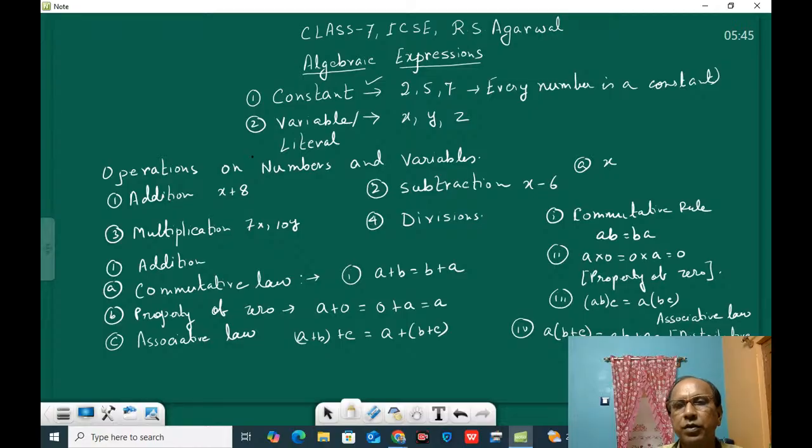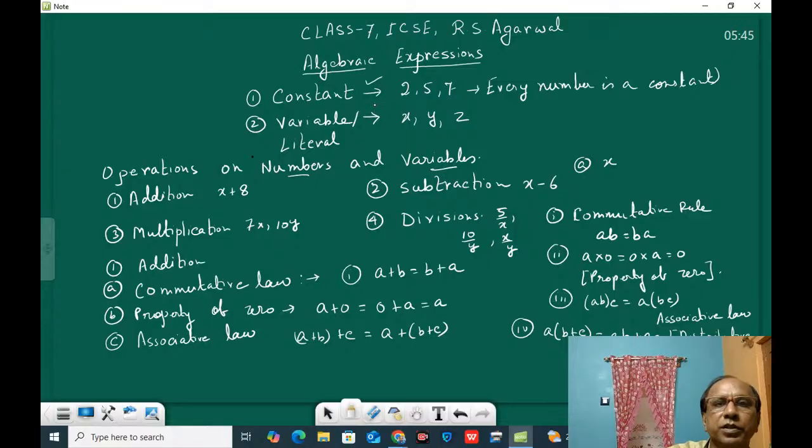Right? In this way, you can find there are many operations, that is addition, subtraction, multiplication, and division also. In case of division, you can write 5 divided by x as 5 by x, 10 divided by y as 10 by y, and x divided by y as x by y. These are the various operations on numbers and variables.